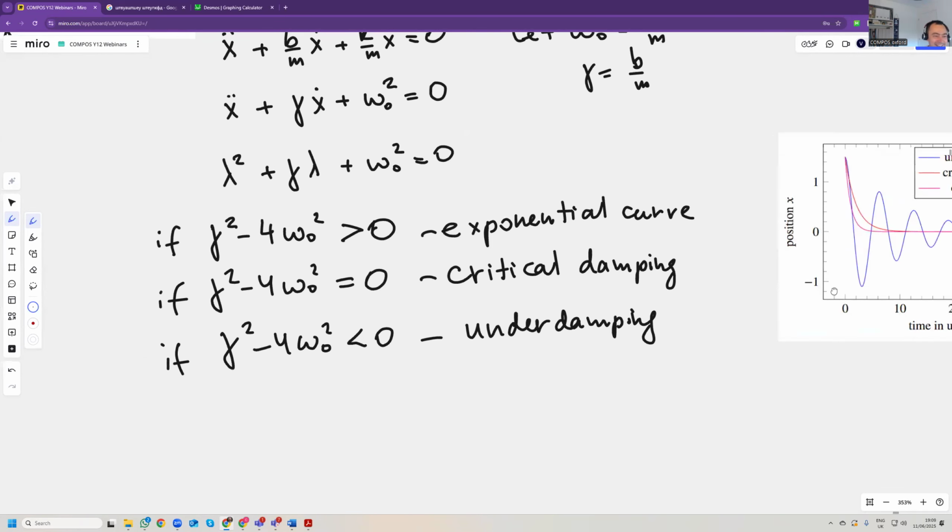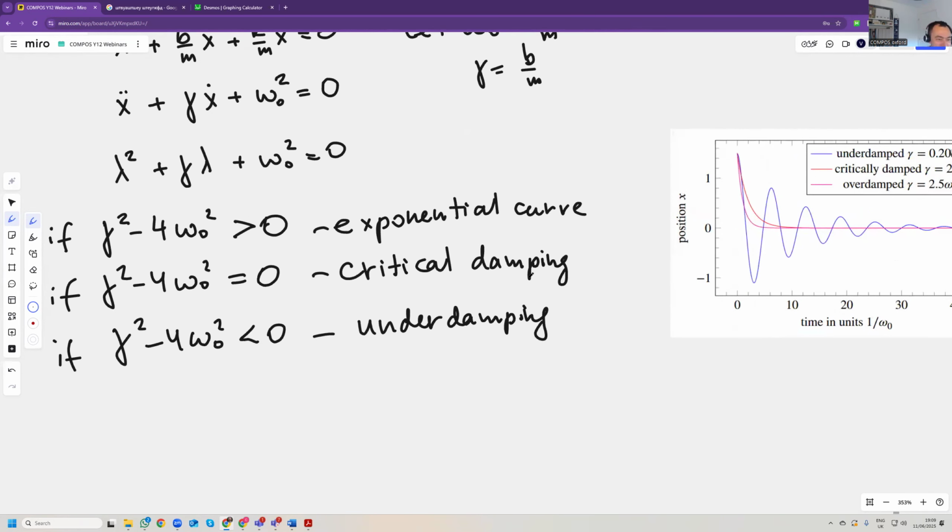Right? So exponential curve. So that's, you imagine a pendulum. Example: pendulum in honey. Example: pendulum in water. And underdamping is pendulum in air.